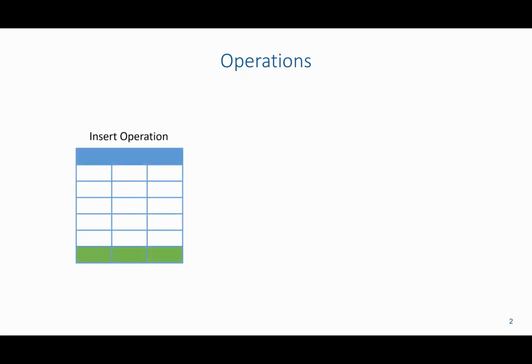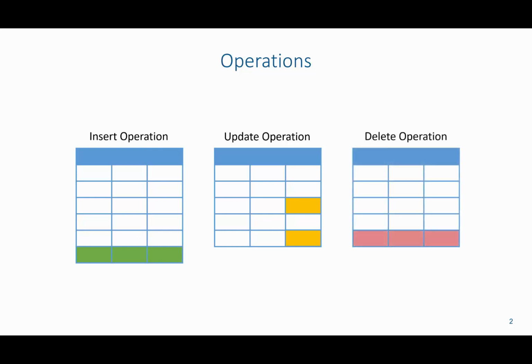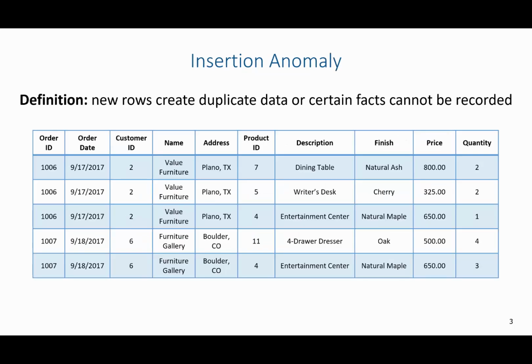The first one is the insert operation, where you add new rows or new records to a table. The second is an update operation where you change values inside of a column in a table. The third one is a delete operation, as you can see there. It removes rows or records from a table. So as you perform either of these operations, you can encounter anomalies.